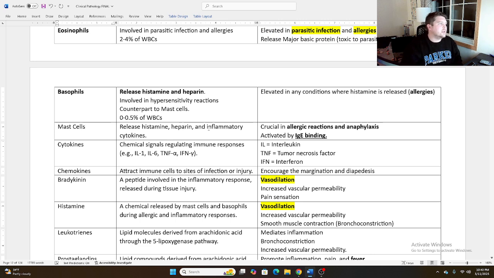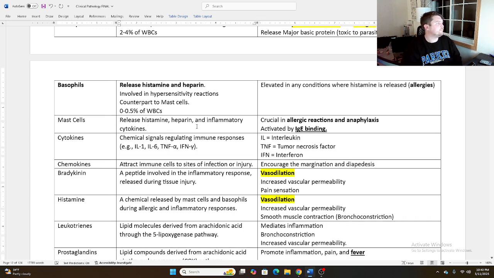Mast cells, these are also involved in our allergic reactions and anaphylaxis. They are activated by IgE binding. So immunoglobulin E binds to mast cells. Immunoglobulin E, these are activated when we have some type of allergic reaction. They bind to mast cells to produce all of this other stuff.